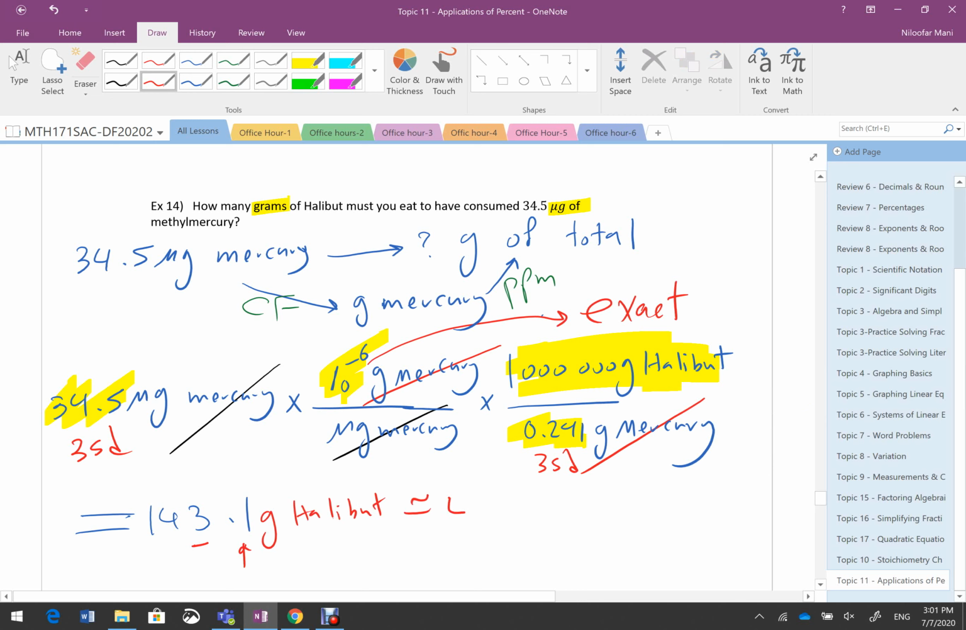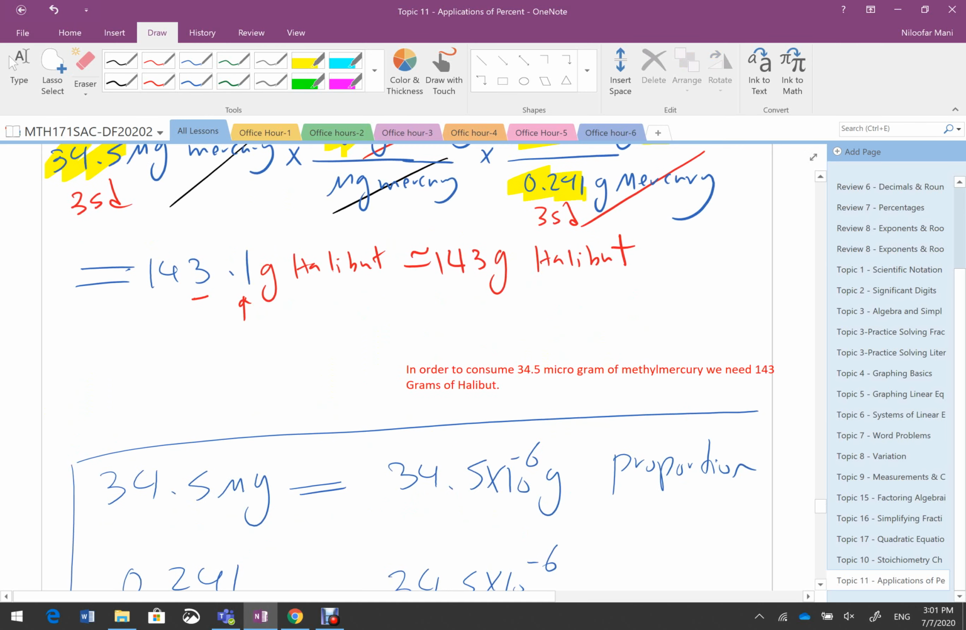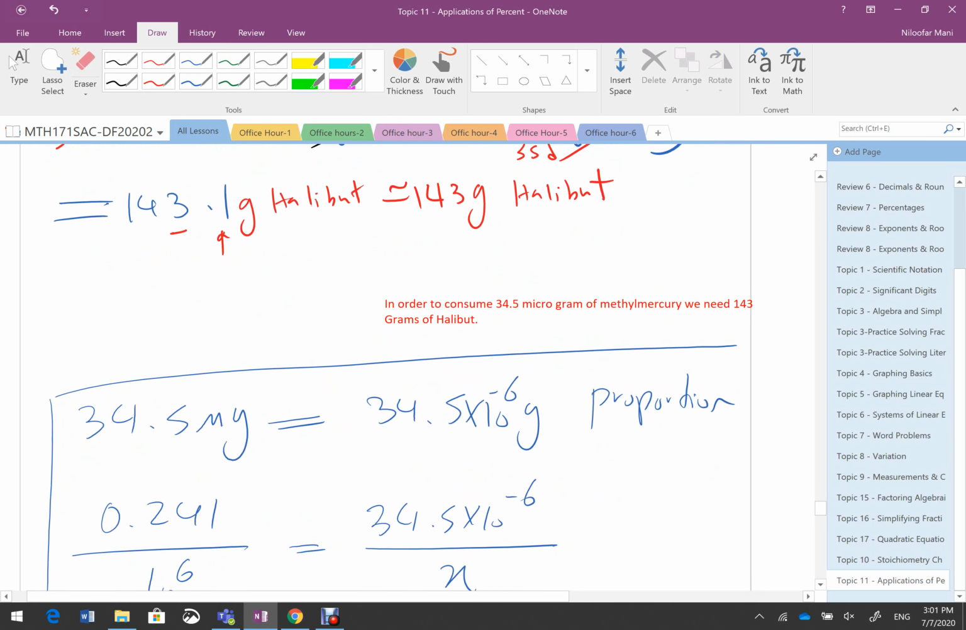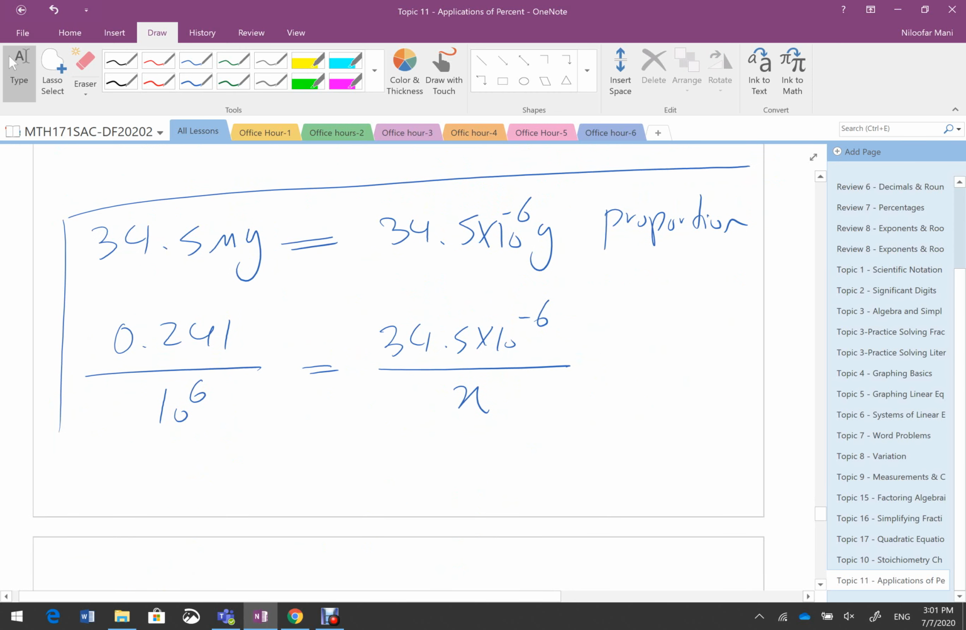It is almost 143.1 grams. Also, no, sorry, just 3 significant digits of halibut. So if I have that parts per million 0.241, in order to get this amount of part, I need to have this amount of total. In order to consume this microgram of this, we need this gram of that. Okay, I also can do it by proportion, which I'm showing here.